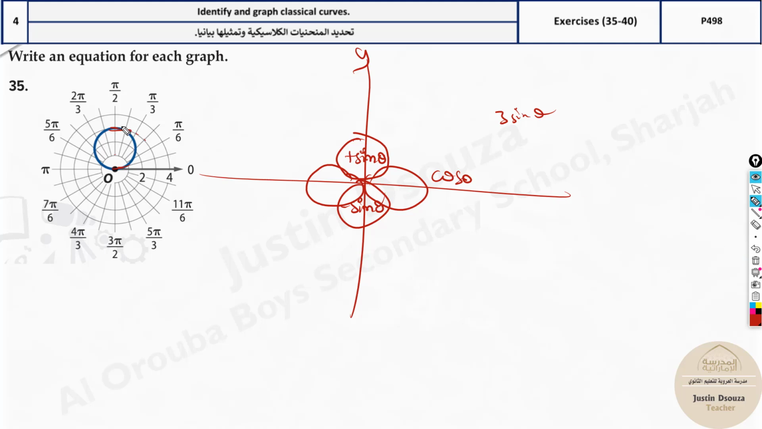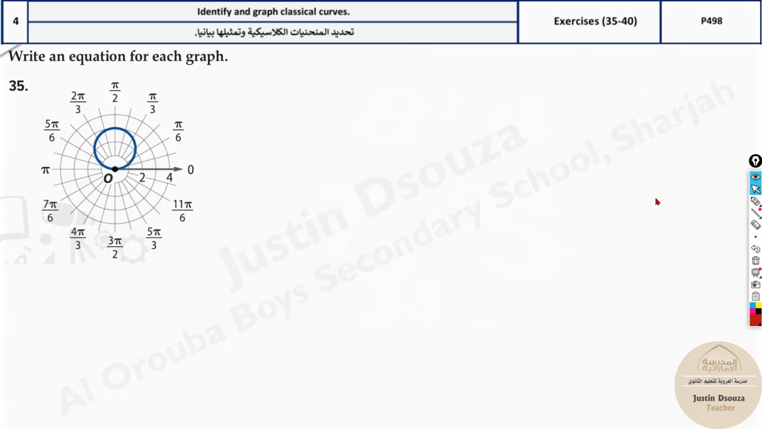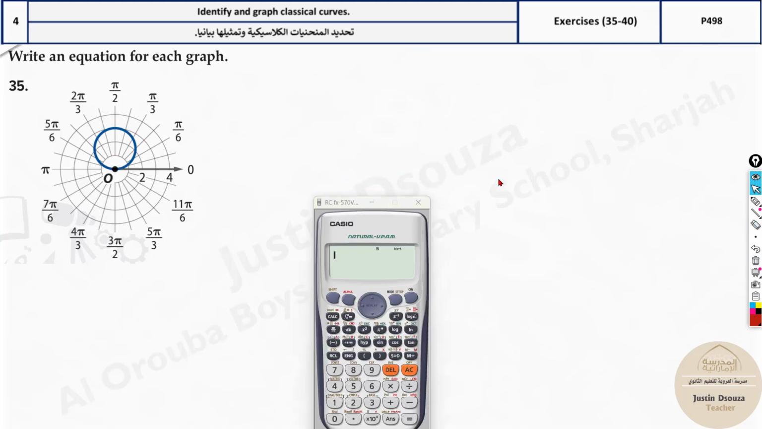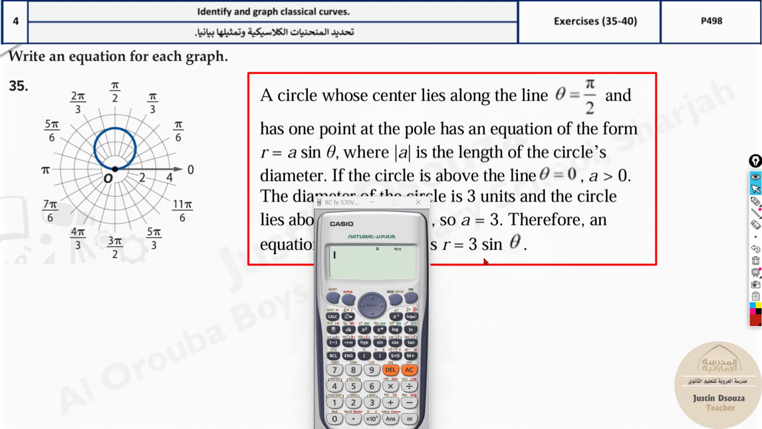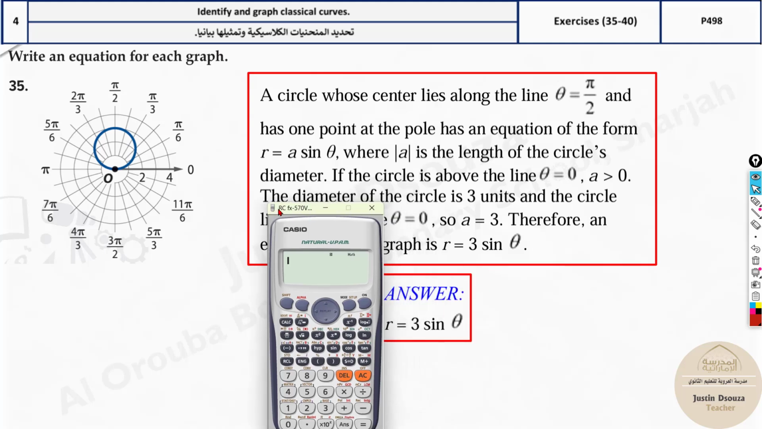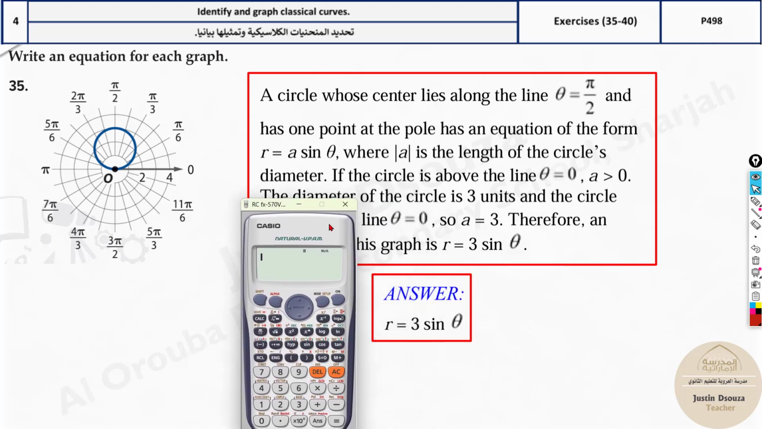Now, it doesn't matter if you can't remember exactly what it is. I will tell you the calculator method now. Look into your four options. Here we have the answer: r is equal to 3 sine theta, right? But you will have four options. You will have 2 sine and 2 cosine. Looking at this, since it's above, you must eliminate all the cosine options. Only sine can be the options.